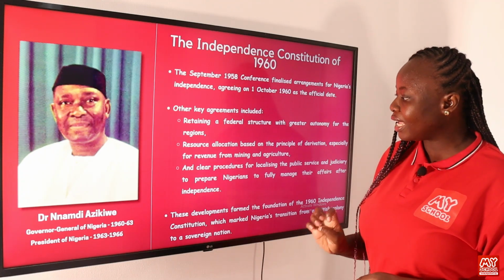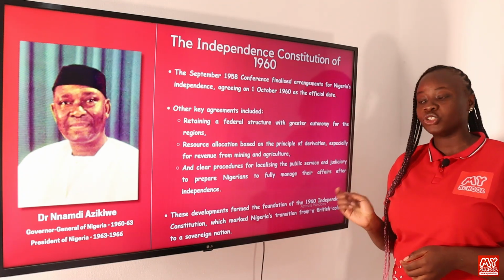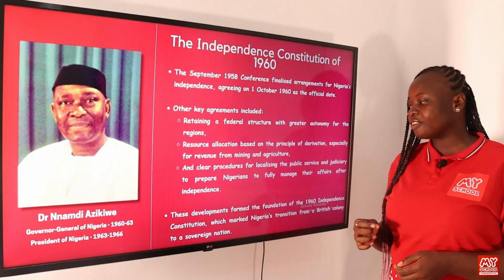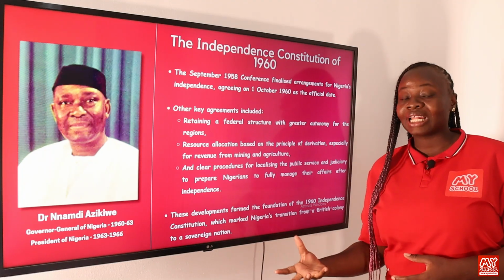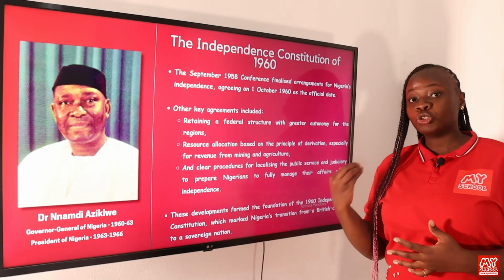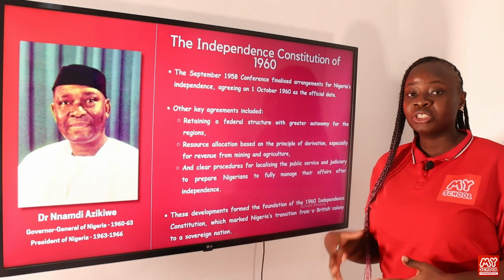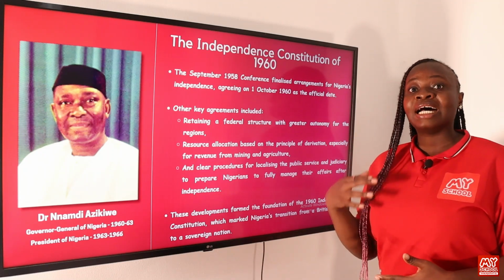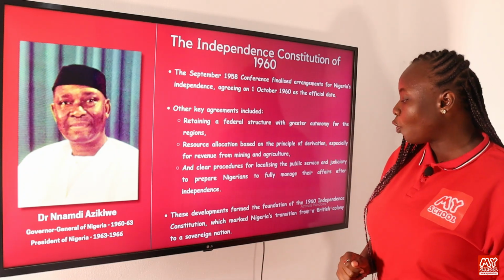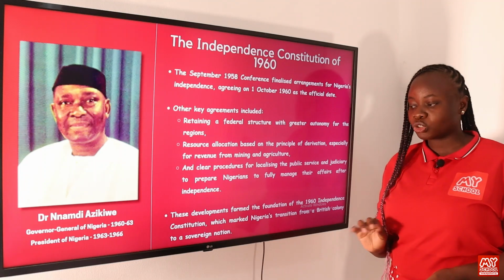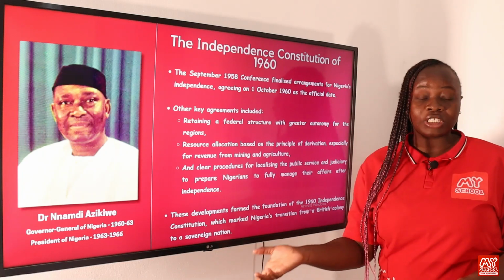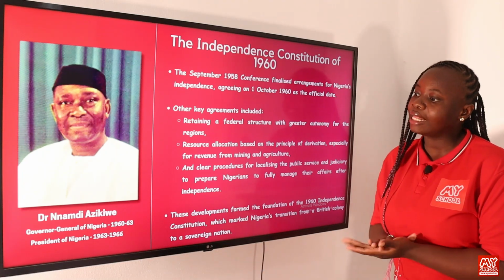They also discussed clear procedures for localizing the public service and judiciary, and to prepare Nigerians to fully manage their affairs after independence. That means allowing these various organs to be present in various regions within the country so that they can interpret laws and implement policies based on the needs of these different regions. These developments formed the foundation of the 1960 Independence Constitution and marked Nigeria's transition from a British colony to a sovereign nation. Now let's move on to the next slide.